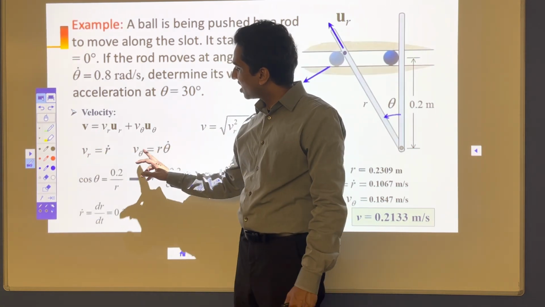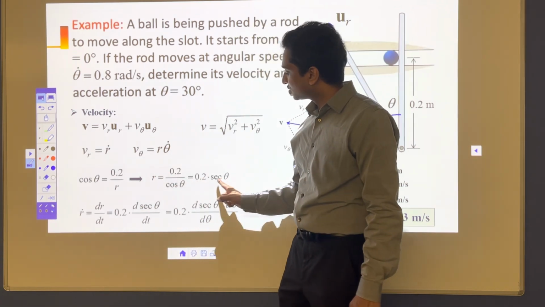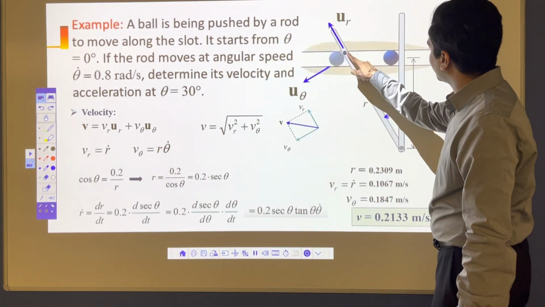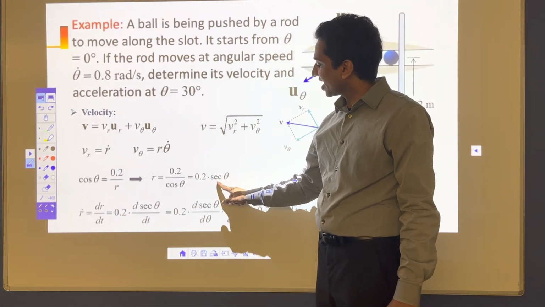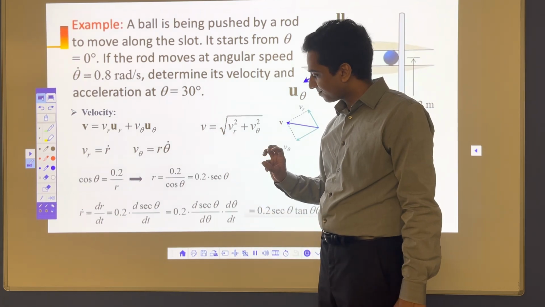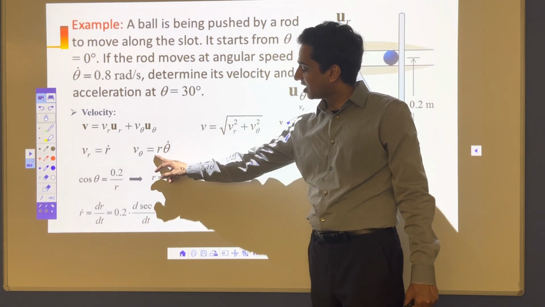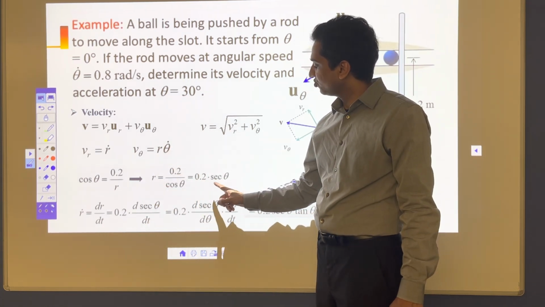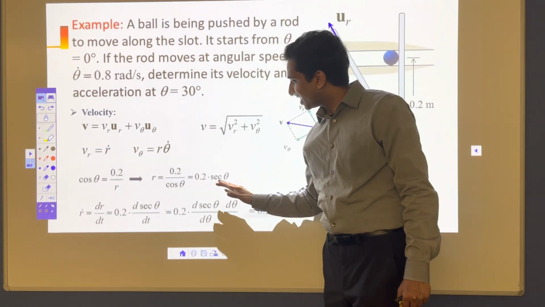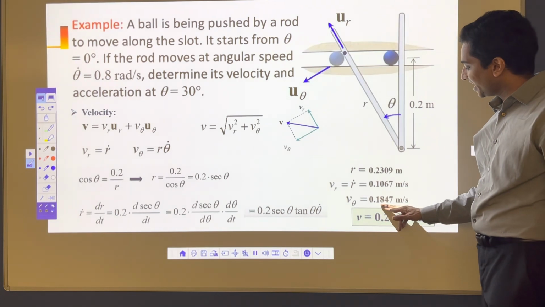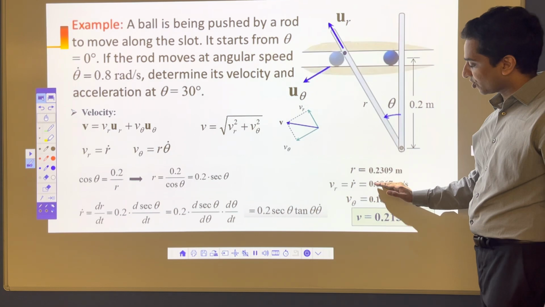Once you have the value of Vr, V theta is easy. V theta is only r into theta dot. r is 0.2 sec theta, which you got from the trigonometry. 0.2 sec theta means 0.2 sec 30. That's your r. Theta dot is 0.8, so 0.2 sec 30 into 0.8 will be my V theta. If I do that, I will get V theta as 0.184 meter per second. So these are the r velocity and theta velocity.